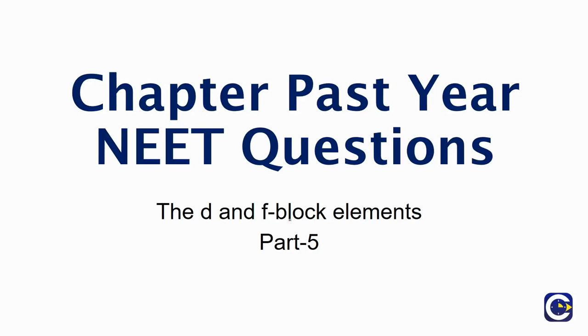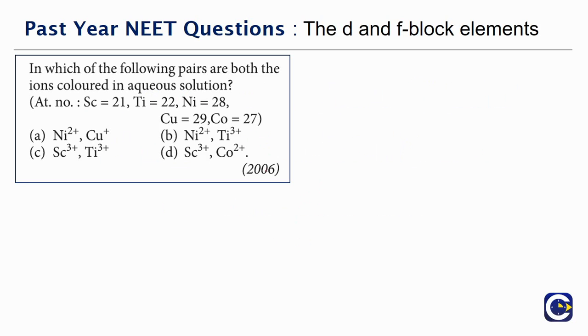Hello everyone, this is part 5 video on past year NEET questions from the topic D and F block elements. We'll start with a question that has come in the year 2006. In which of the following pairs are both the ions colored in aqueous solution?